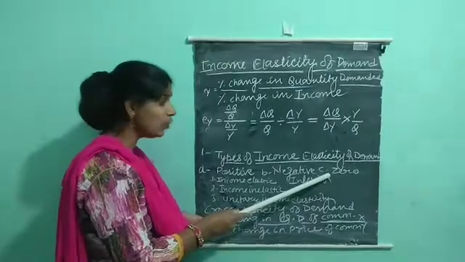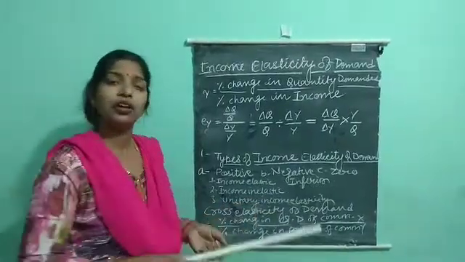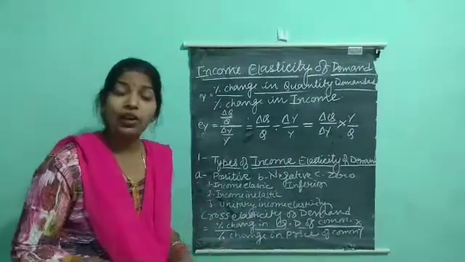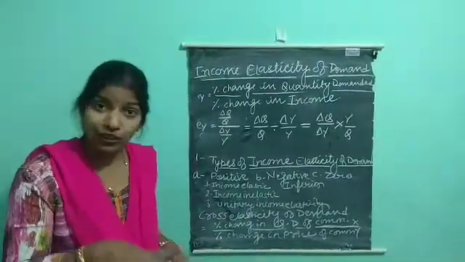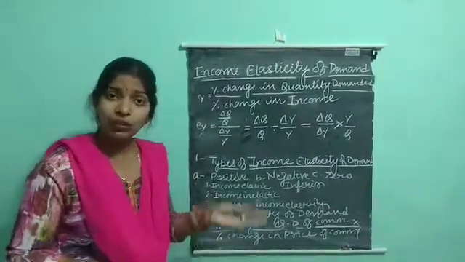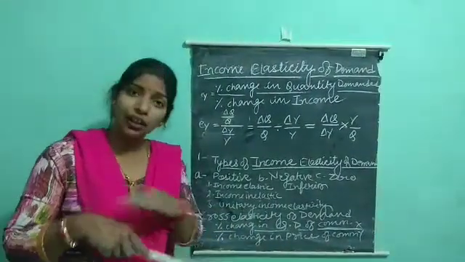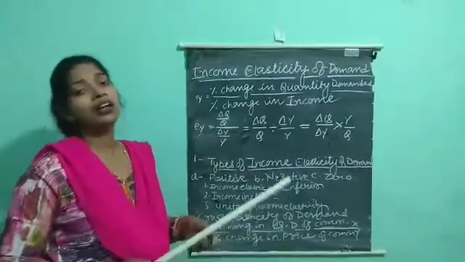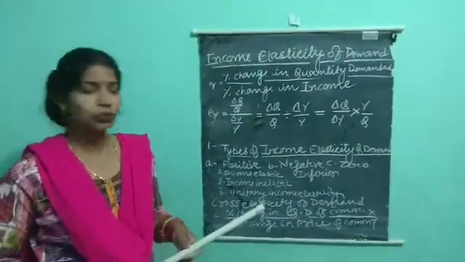Then we come to the third. This is zero income elasticity of demand. Zero shows that there is no effect on the demand by the consumer. Zero doesn't mean that the consumer is not taking anything. Zero means zero effect on the demand by the consumer.